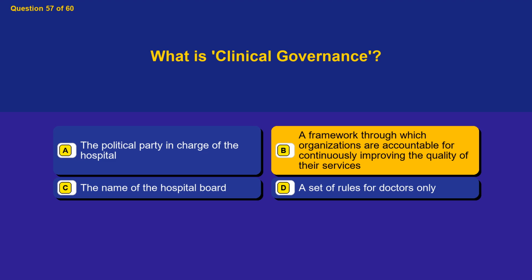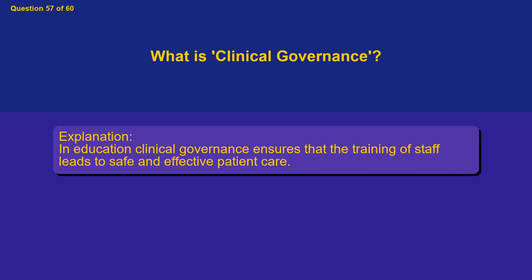The correct answer is option B. A framework through which organizations are accountable for continuously improving the quality of their services. In education, clinical governance ensures that the training of staff leads to safe and effective patient care.